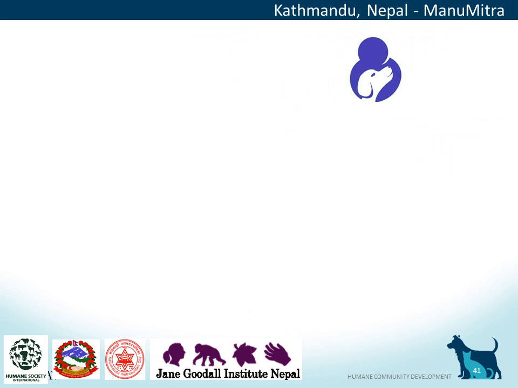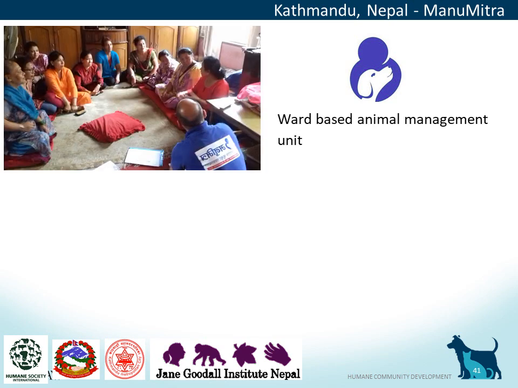So based on the insights provided by that initial assessment, a new DPM intervention was launched called Mitra, meaning friend of human. And it has quite a localised and an empowering management structure. There are 32 wards in Kathmandu, and the plan is that each one will have its own animal management unit. That would include a community coordinator, animal handlers, and many volunteer members.